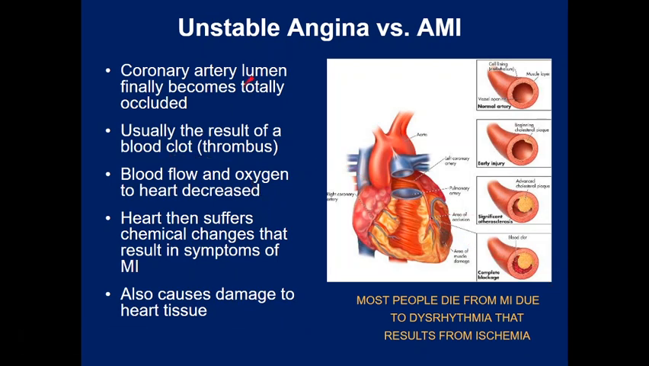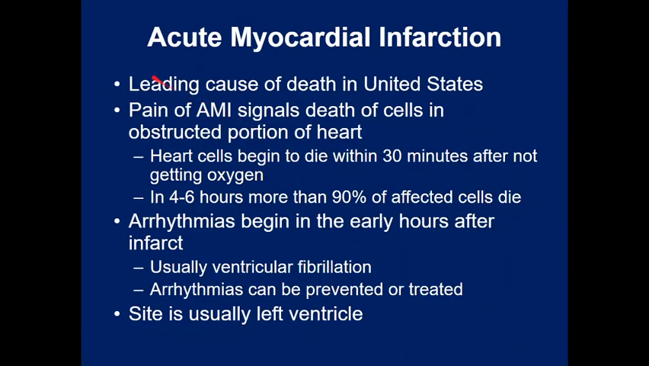Now when heart muscle dies, it won't beat, but it is also pro-arrhythmogenic, which means it makes unstable heart rhythms, and that can kill people quicker than the progression of all the heart tissue dying itself. There are electrical changes as well to dead tissue. Myocardial infarction is a leading cause of death in the U.S.; the number one cause of death is cardiovascular disease. The pain of this infarct signals death of the heart muscle.